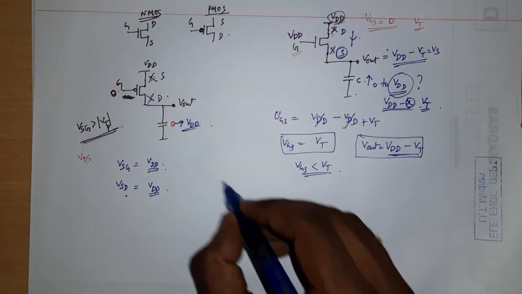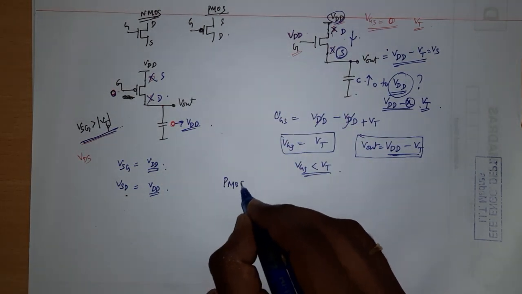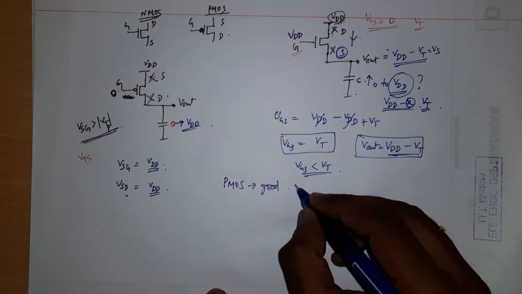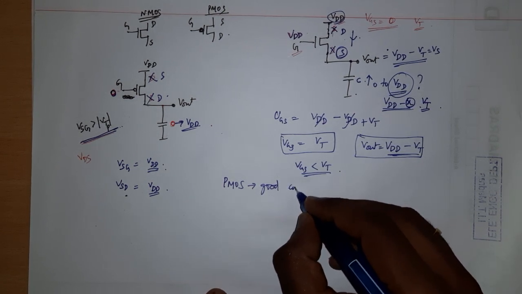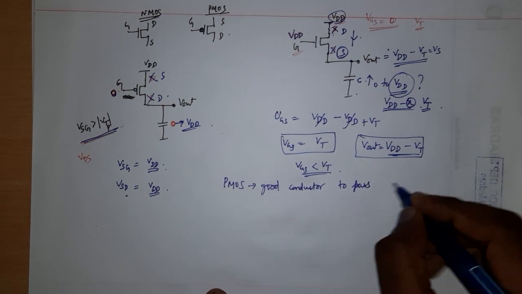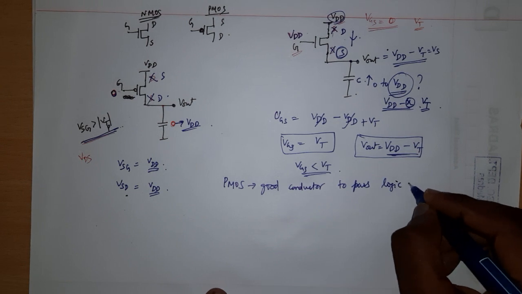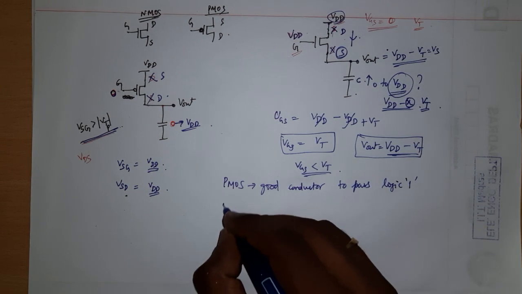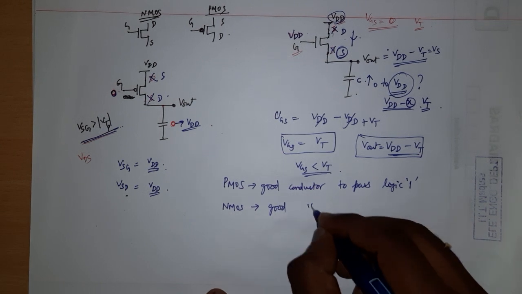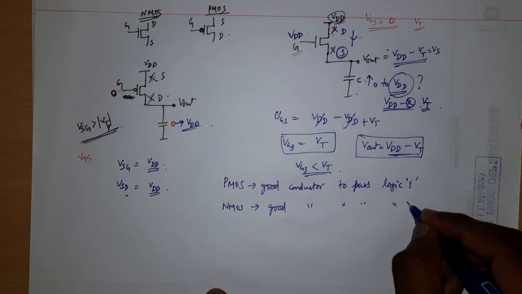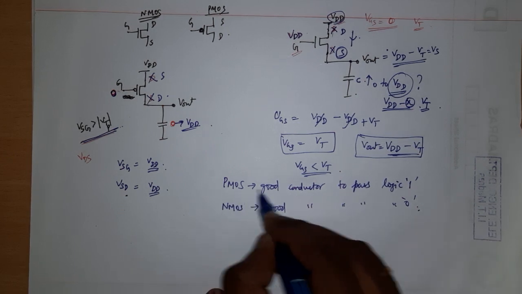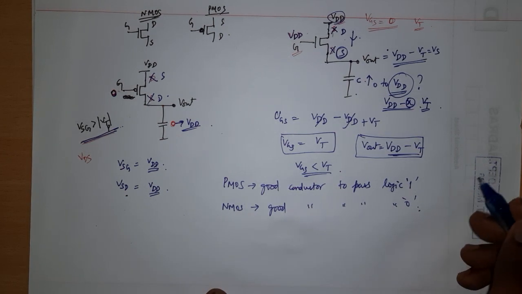And as you would have figured out by now, just like PMOS is a good conductor to pass logic 1, NMOS is a good conductor to pass logic 0, and of course it's a bad conductor to pass logic 1, and PMOS is a bad conductor to pass logic 0.